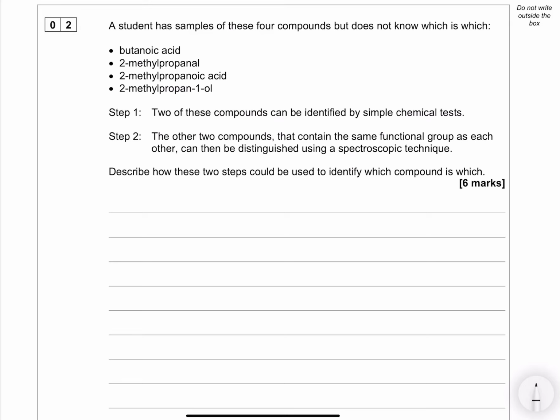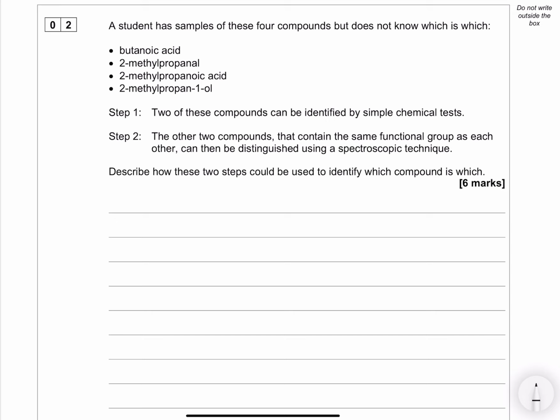A student has samples of these 4 compounds but doesn't know which is which. Step 1, 2 of these compounds can be identified by simple chemical tests. The other 2 that contain the same functional group as each other can then be distinguished using a spectroscopic technique. Describe how these 2 steps could be used to identify which compound is which.